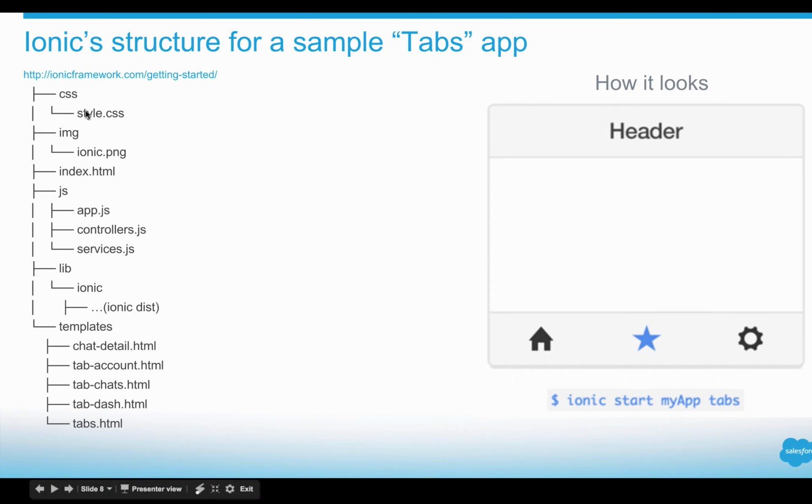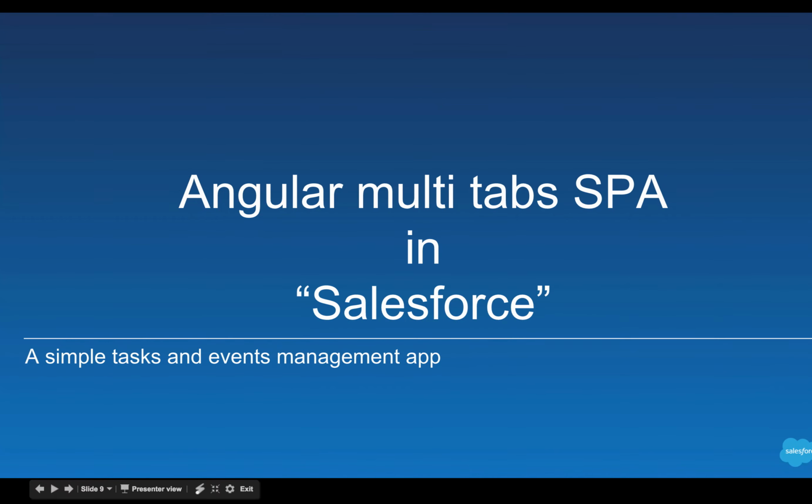So this is the structure which Ionic follows. They have a CSS folder which has style.css, some PNG images, and index.html. Then there are files for the app controller and services. Then there are Ionic related libraries, like scripts and all those things. And then there are templates. If you see, there is a template for dash, which is the dashboard page. Then there is something for chat, for account, and for chat detail. And then there is a tabs.html which covers everything up. So those are the templates. Moving quickly, let's see how we develop such a multi-page app in Salesforce.